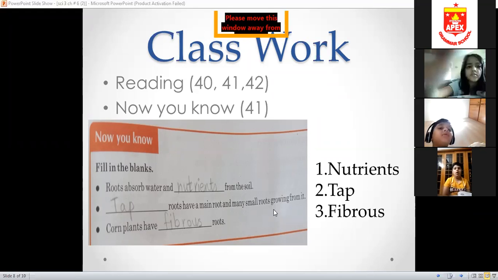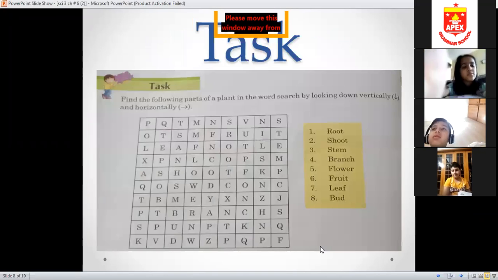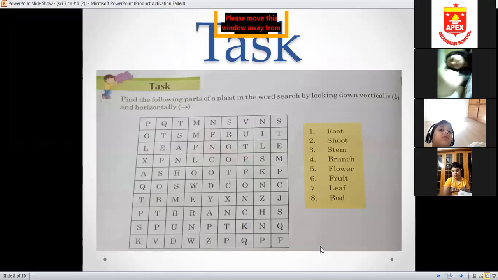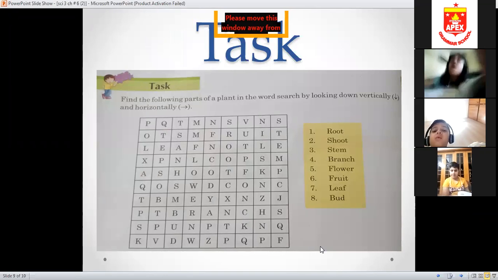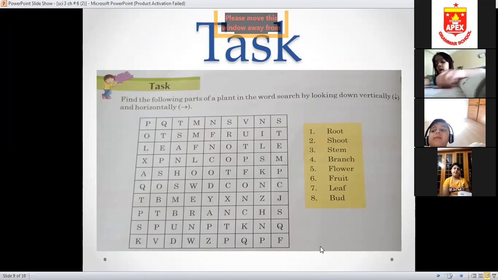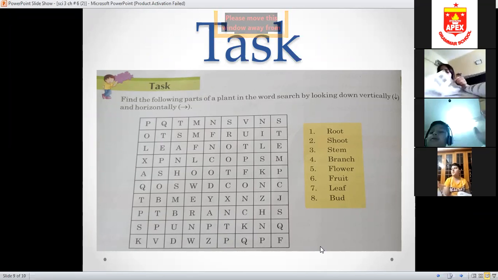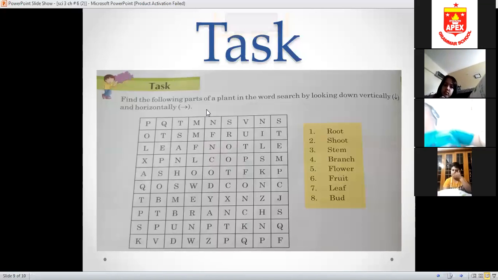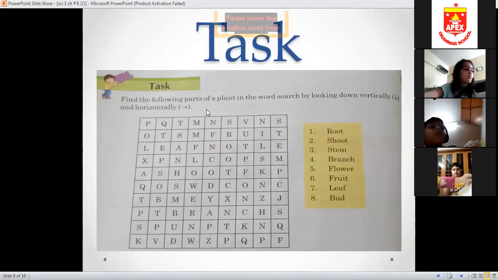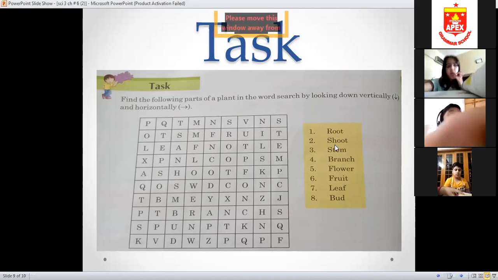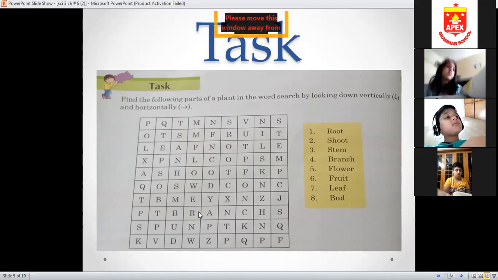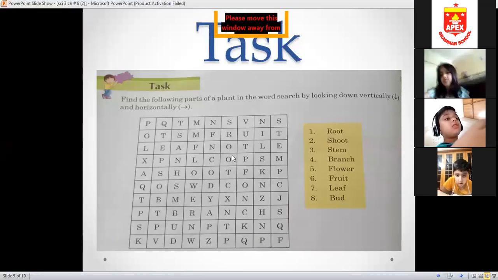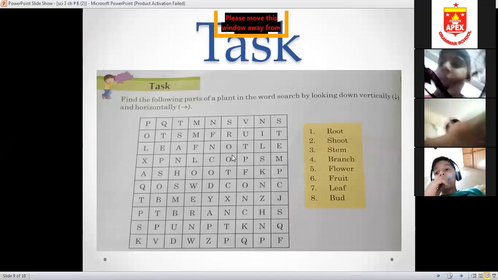Okay, till now we did reading. Students, take out your books and open page number 46. Here is a task. You are going to do it in your books. Keep the pencil in your hand. Here you are going to find the parts of a plant in the word search. All these words are given there. Did you count the page? 46.